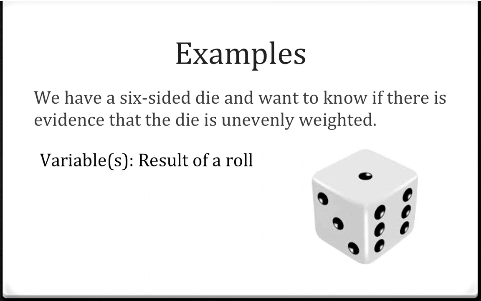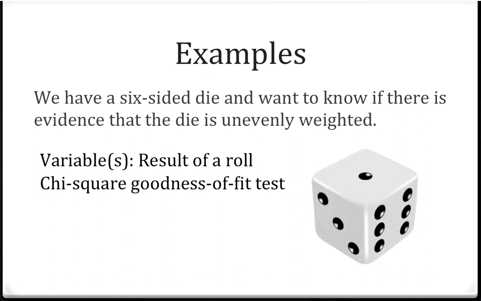Here we have one variable, the result of the roll, and that variable has 6 different levels. We could roll 1, 2, 3, 4, 5, or 6. We would conduct a chi-square goodness of fit test to address this research question.